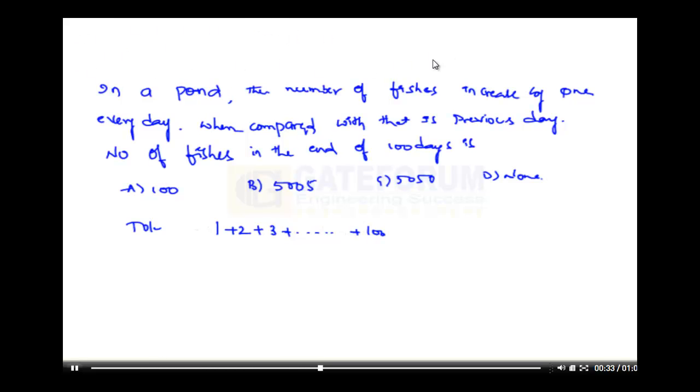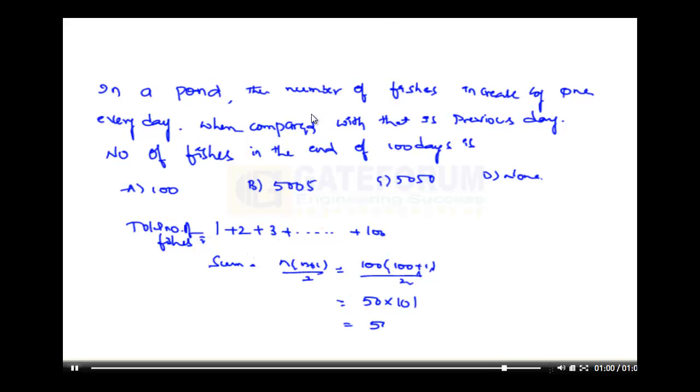So the total number of fishes is equal to 1 plus 2 plus 3 plus up to 100. This is nothing but the sum of natural numbers up to 100. So we can take the sum formula, n of n plus 1 by 2, that is 100 of 100 plus 1 by 2, which is 50 into 101, nothing but 5050. So the answer goes to C.